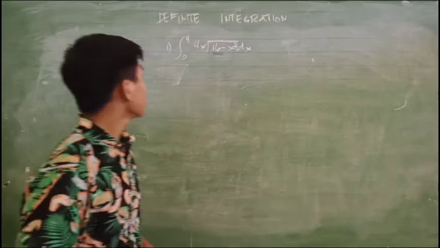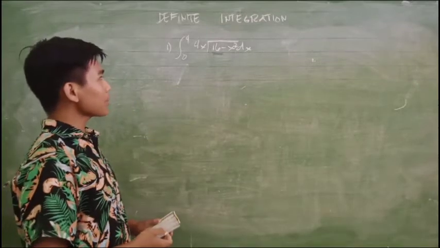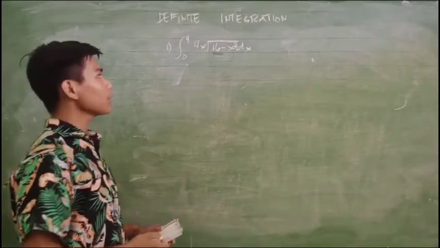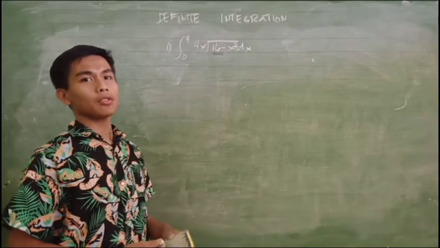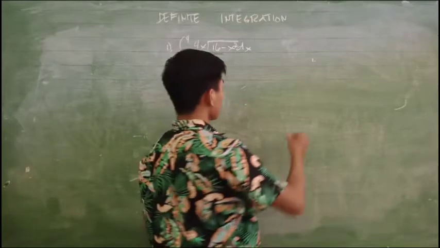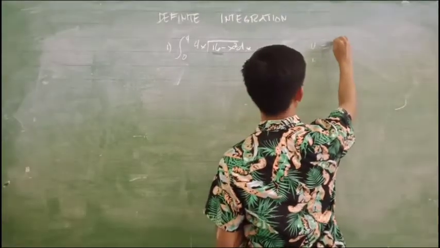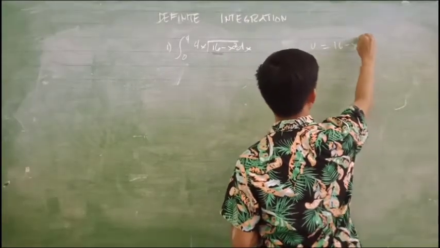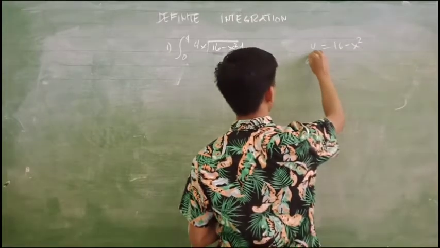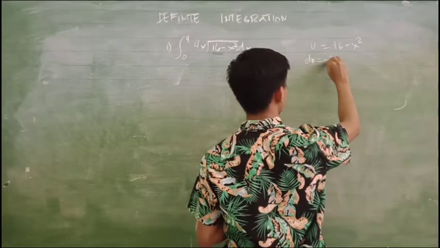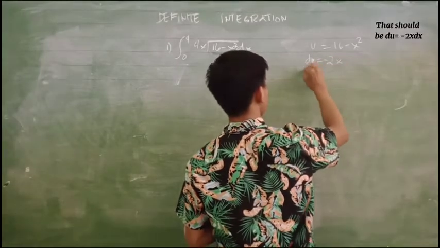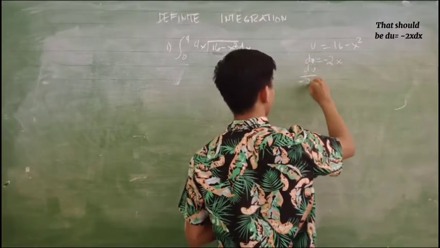So number 1, integral of 4x square root of 16 minus x squared dx from 0 to 4. So this function is most suitable for the u substitution process. So let u equal to 16 minus x squared. Our du, or derivative of u, would be negative 2x and our dx would be du over negative 2x.